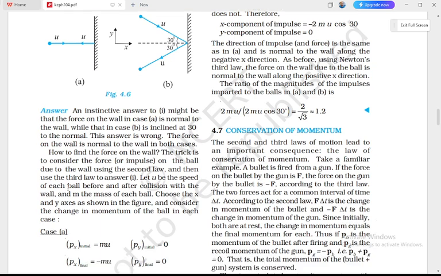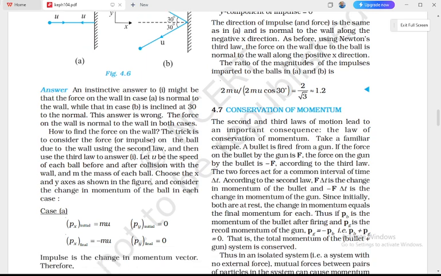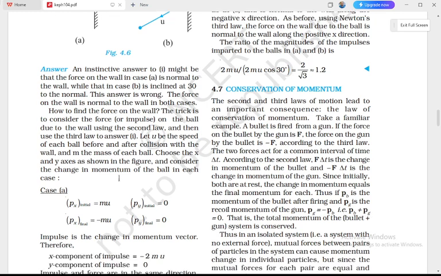The trick is to consider the force, the impulse on the ball due to the wall, using the second law, and then use the third law to answer. Let u be the speed of each ball before and after collision with the wall and m be the mass of each ball. Choose the x and y axes as shown in the figure and consider the change in momentum of the ball in each case.